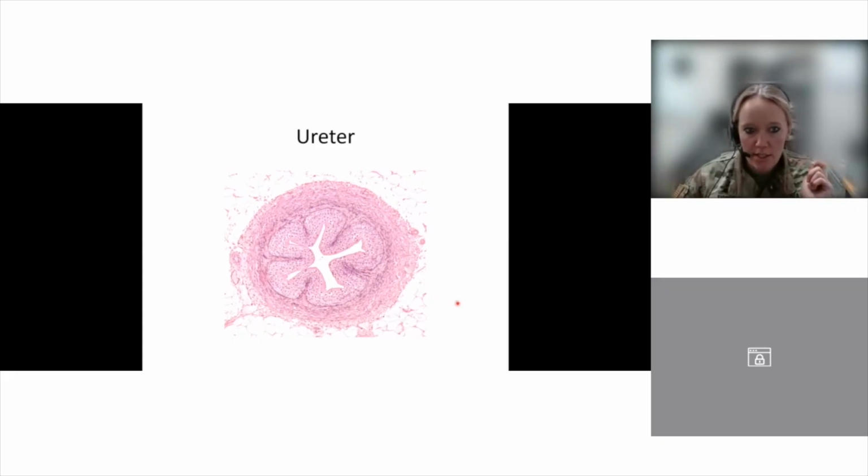Few different layers. There's the mucosal layer, so kind of forming these folds, if you will. The muscularis layer. There is an inner, outer, and middle layer to this muscularis, but within the ureter, they're kind of hard to tell apart. And then the serosa on the outside.